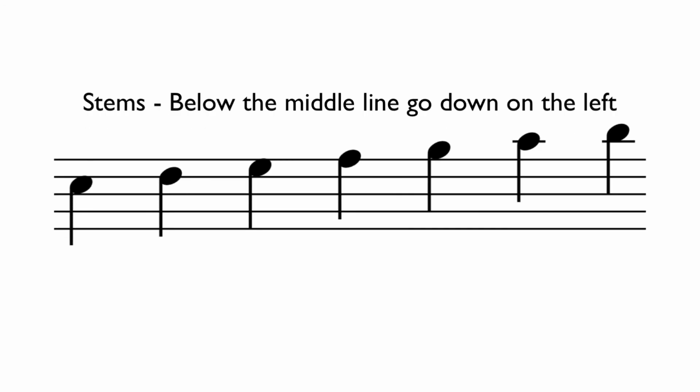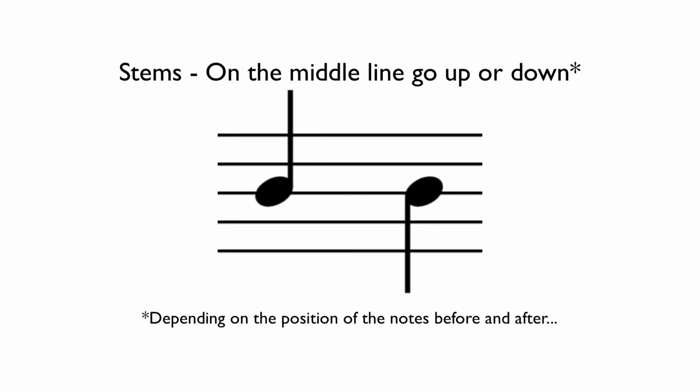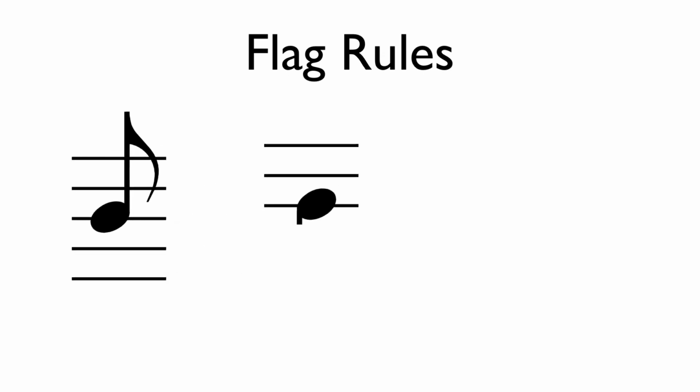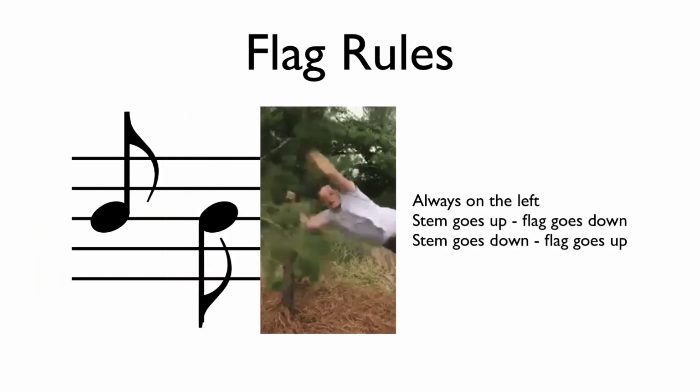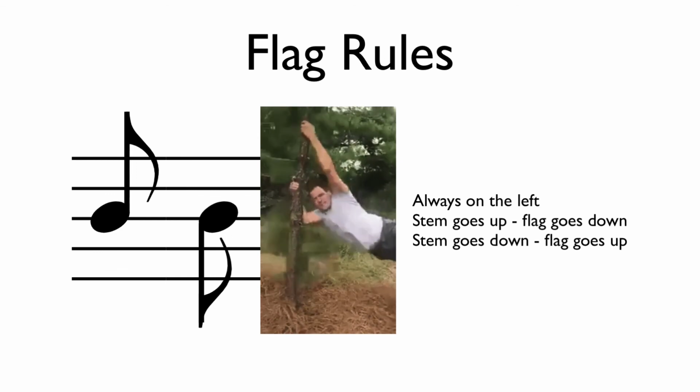Stems below the middle line go up on the right, stems above the middle line go down on the left, and stems on the middle line can go up or down depending on what comes before or after them. Flags are always written on the left but go down when the stems go up and up when the stems go down. Imagine a westerly wind coming from the left of the staff to help you remember.